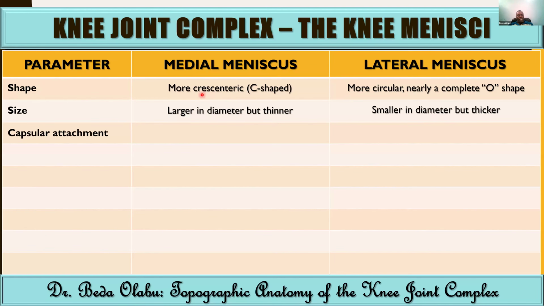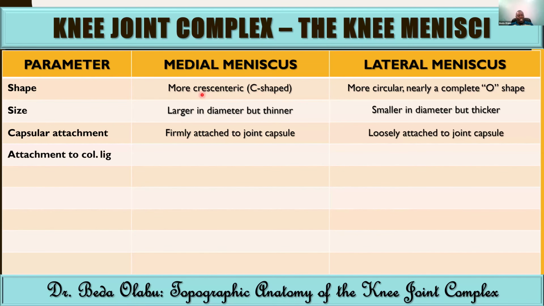We can also compare their capsular attachments. The medial meniscus is firmly attached to the joint capsule, while the lateral meniscus is not firmly attached to the joint capsule, it's loosely attached. We can also compare the attachment with the collateral ligaments. We are going to talk about collateral ligaments shortly. Collateral ligaments are generally ligaments on either side of the joint. Now, the medial meniscus is related to the medial collateral ligament, to which it is firmly attached. The lateral meniscus is related to the lateral collateral ligament, but it's not firmly attached to it. It is actually separated from it by something else.